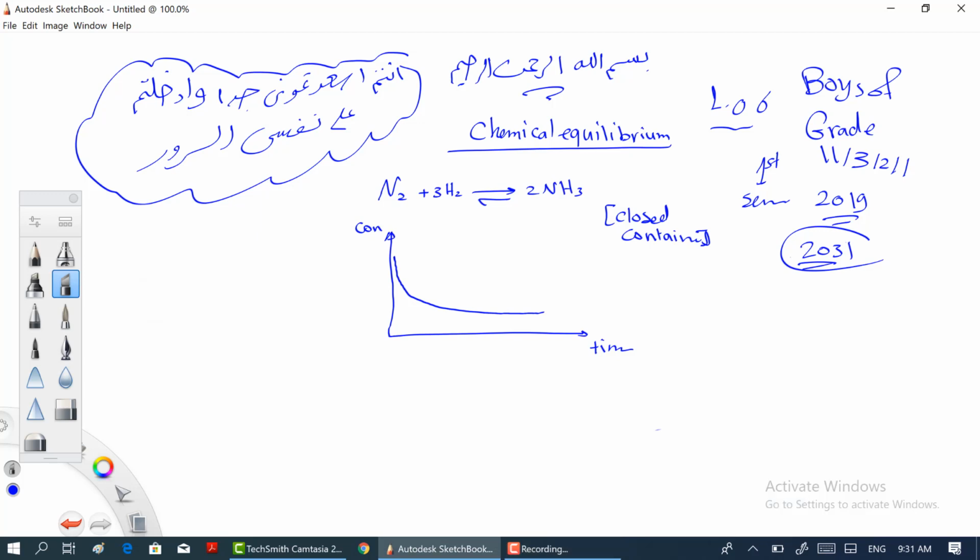Container, okay? So in this case, it represented the nitrogen. What about the hydrogen? The hydrogen, it's going to decrease. What about the ammonia? The ammonia will increase, but the rate of the ammonia is less than the rate of the hydrogen. The hydrogen concentration 3 moles and the ammonia 2 moles. So we'll find in this case the concentration of one of the reactants greater than the concentration of the product.